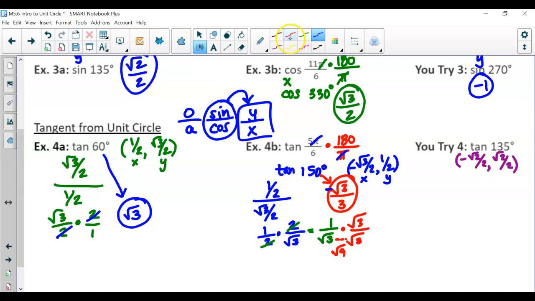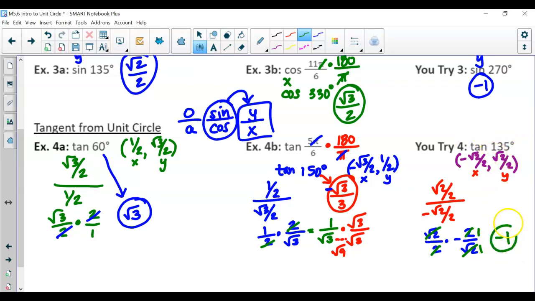So now here we're going to take our y and divide it by our x. So this is radical 2 over 2 divided by negative radical 2 over 2. Or again, we're going to multiply by the reciprocal. So radical 2 over 2 times negative 2 over radical 2. So notice how here they all just cancel out, because 2 divided by 2 is just 1, and radical 2 divided by radical 2 is just 1. So this is negative 1. That is tangent of 135 degrees.